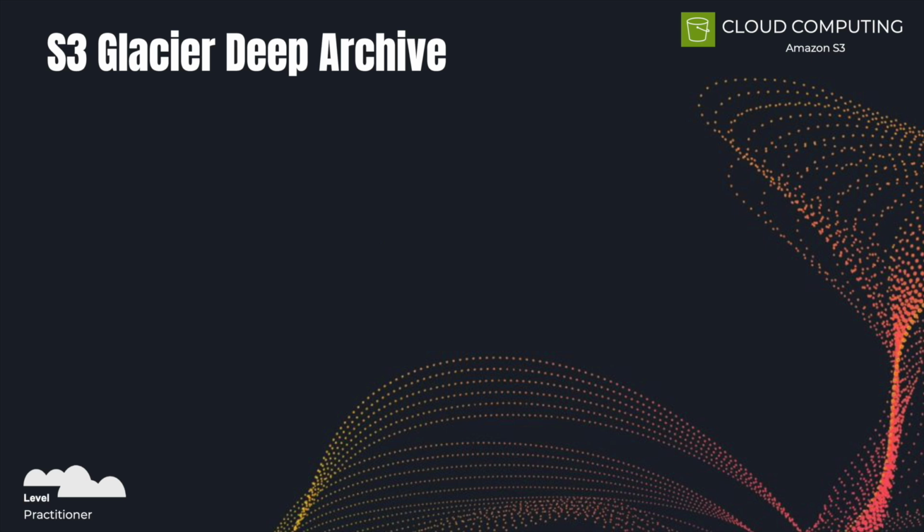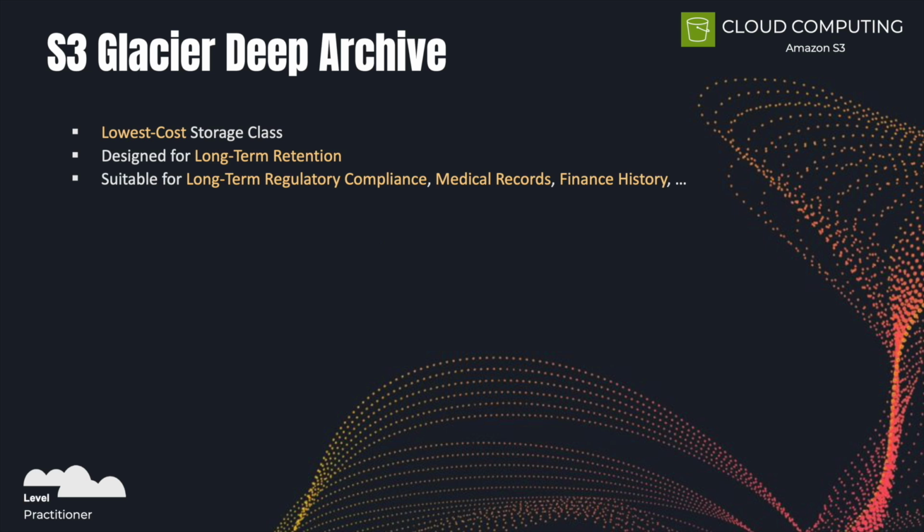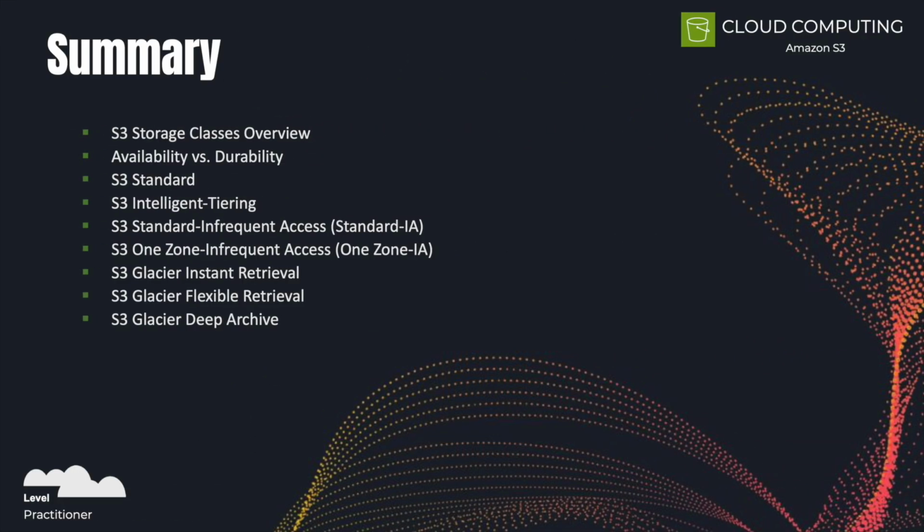Finally, we have Glacier Deep Archive. This is the lowest cost storage class in S3, built for long-term retention. Many organizations use this to store records that must be kept for regulatory compliance, such as medical records, legal documents, or financial history. It's extremely cost-effective, but retrieval is slow, taking up to 12 hours, so it's only suitable for data that you almost never need to access. And that brings us to the end of this topic.